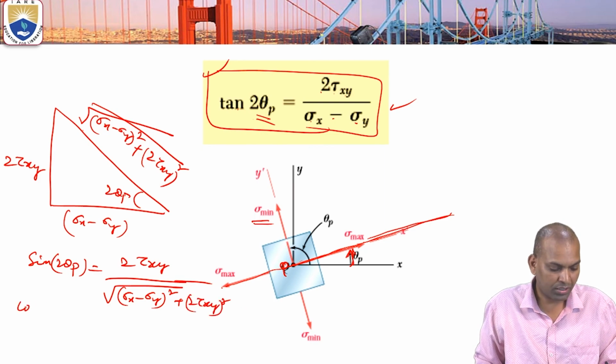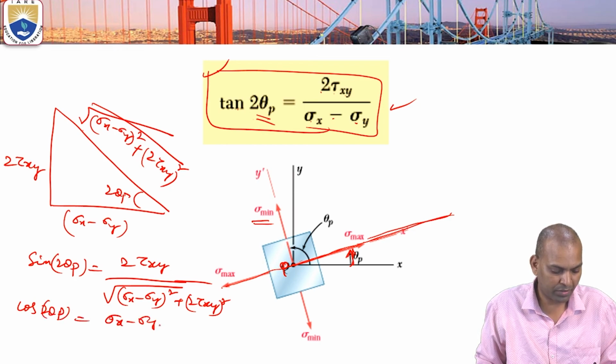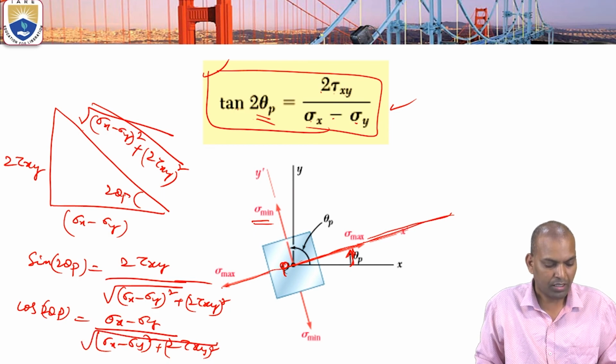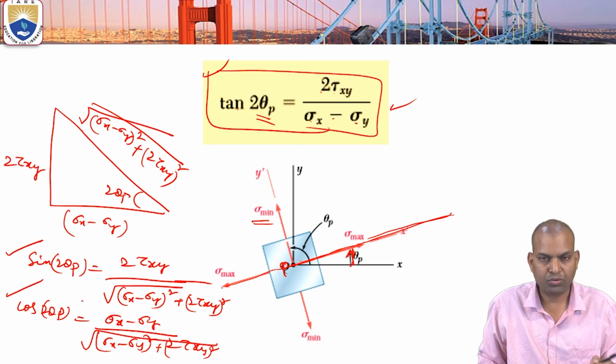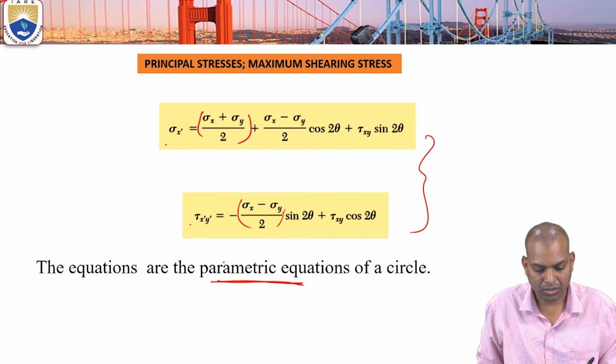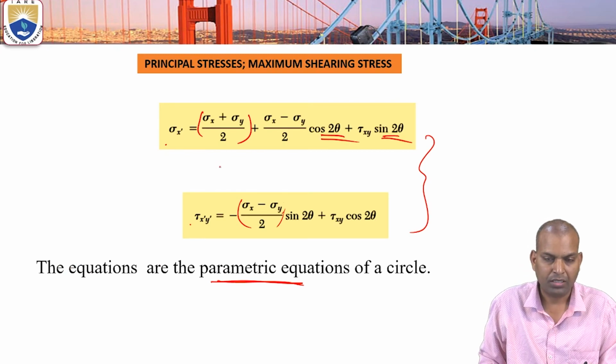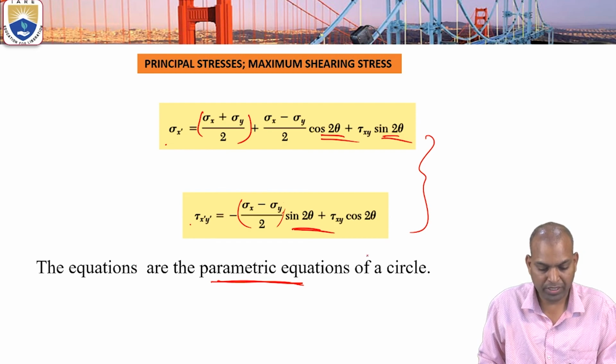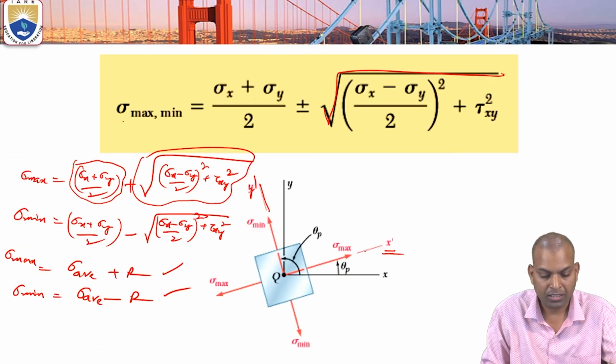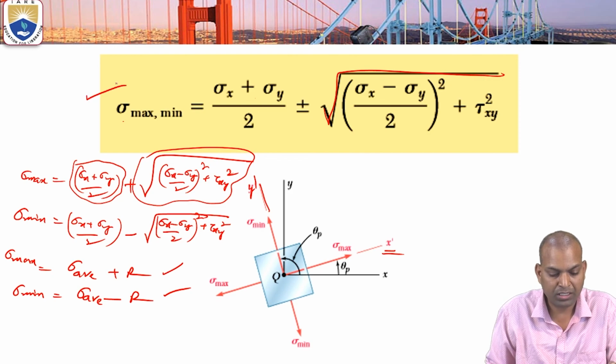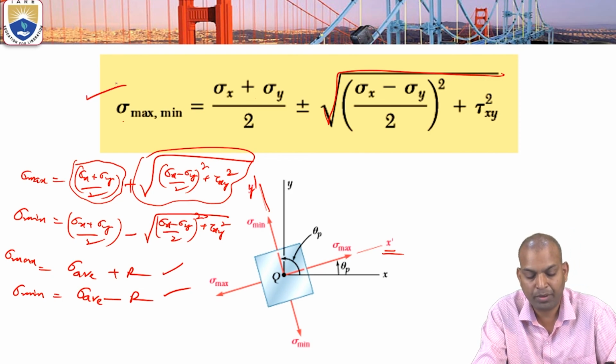What about cos 2 theta p? Cos 2 theta p equals sigma x minus sigma y by the square root of sigma x minus sigma y whole square plus 2 tau xy whole square. Substitute sin 2 theta and cos 2 theta back into these two equations, then simplify. Similarly for tau x dash y dash. Then we can obtain the equations for sigma maximum and sigma minimum.